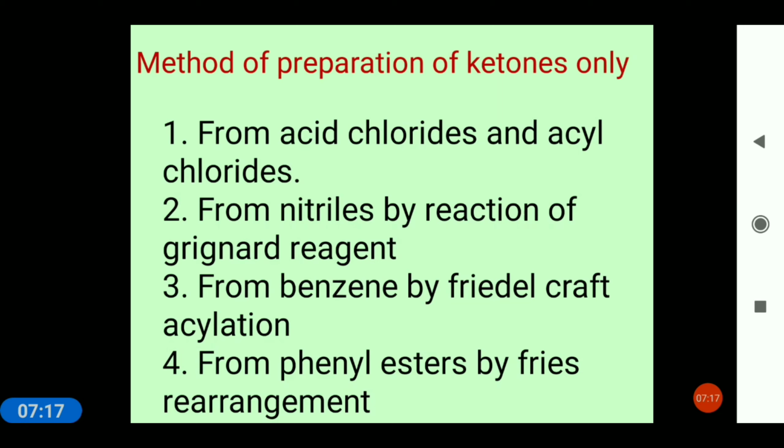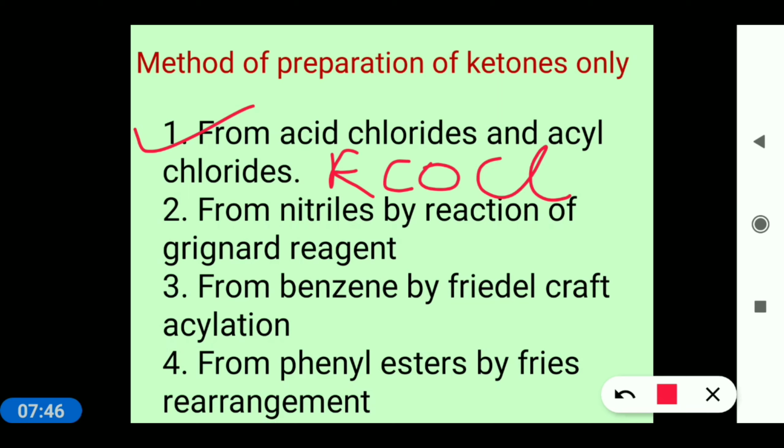Now, the third and last, methods of preparation of ketones only. These are the methods by which we can prepare ketones but not aldehydes. Mainly 4 are there in your NCERT, and we are going to discuss only these 4. Many others are there. First one is from acid chloride or acyl chloride. Acid chloride means RCOCl. When it reacts with cadmium chloride, you will see the reaction in the next slide.